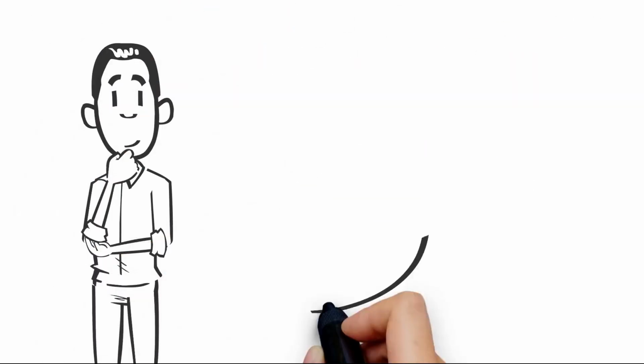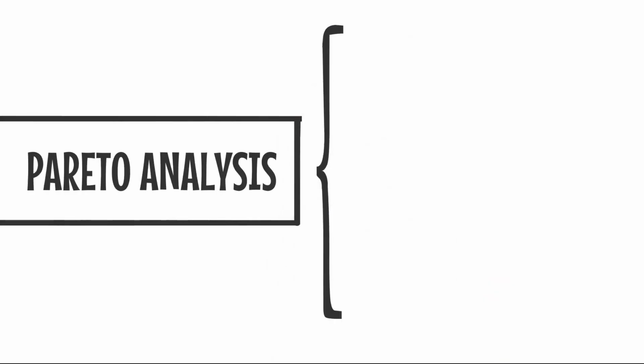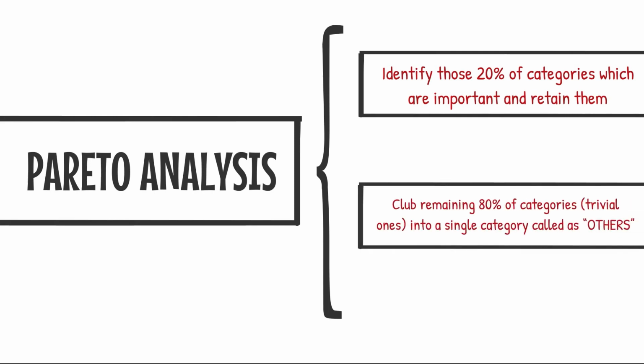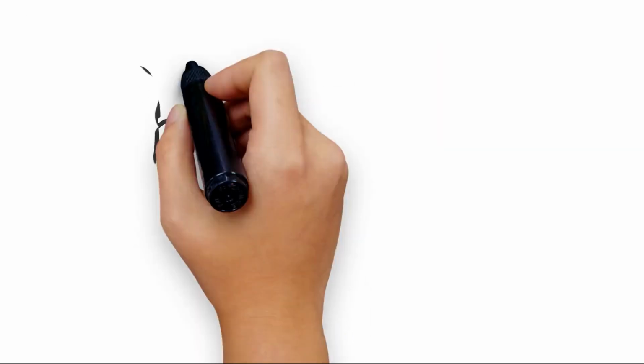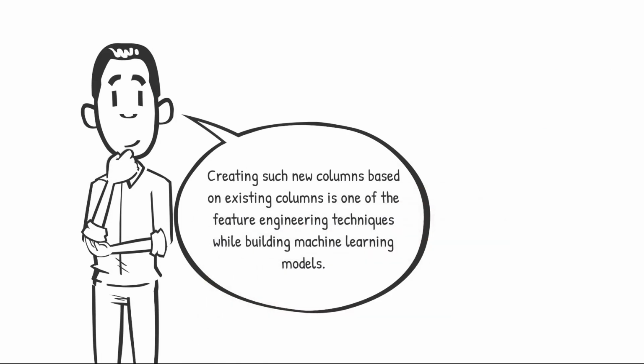While building many machine learning models, categorical columns with many categories might create an issue. For each such categorical column, we can use Pareto analysis to create a new column based on the existing column. All we have to do is identify that 20% of categories which are important and retain them as such. We need to club the remaining 80% of the categories, that is the trivial ones, into a single category called others. Creating such new columns based on existing columns is one of the feature engineering techniques while building machine learning models.